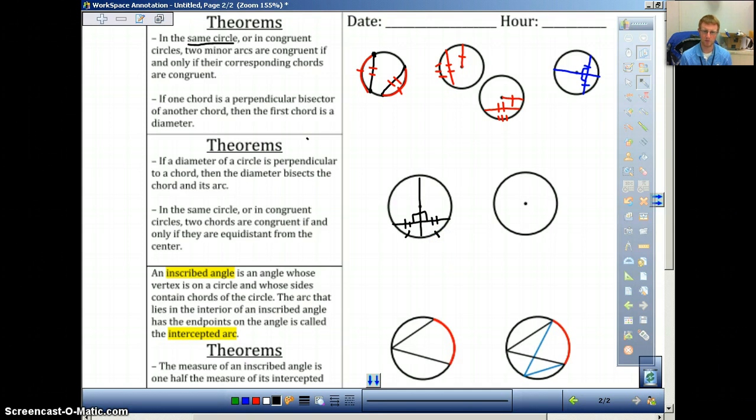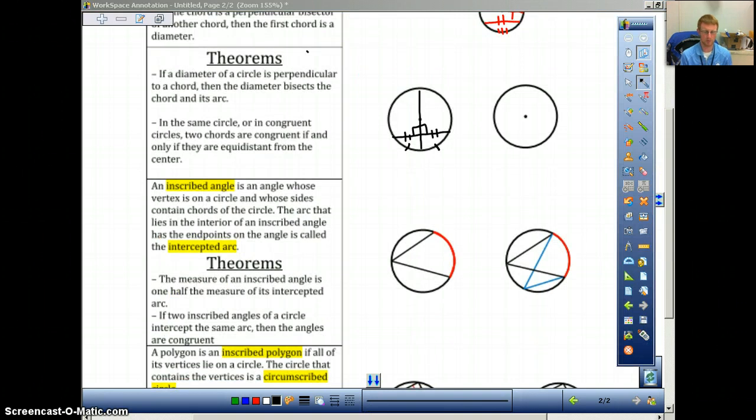Okay, so that's a pretty straightforward concept. The next one is a little bit tougher. It's not really difficult, but it's one of those things that is very hard to remember. This one says that in the same circle or in congruent circles, 2 chords are congruent. So I'm going to draw 2 chords here and mark them as congruent if and only if they are equidistant from the center.